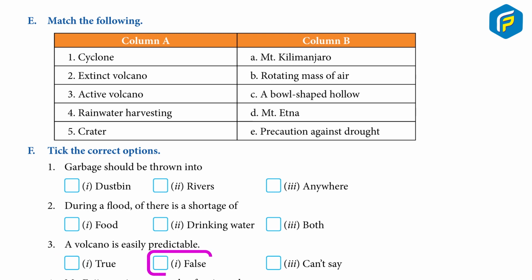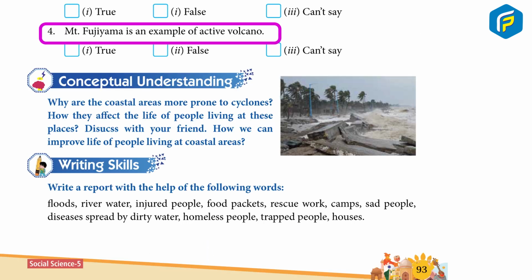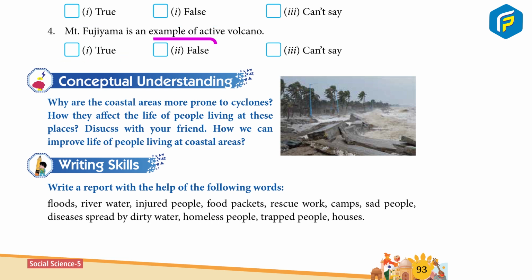3. A volcano is easily predictable. 1. True. 2. False. 3. Can't say. 4. Mount Fujiyama is an example of an active volcano. 1. True. 2. False. 3. Can't say.